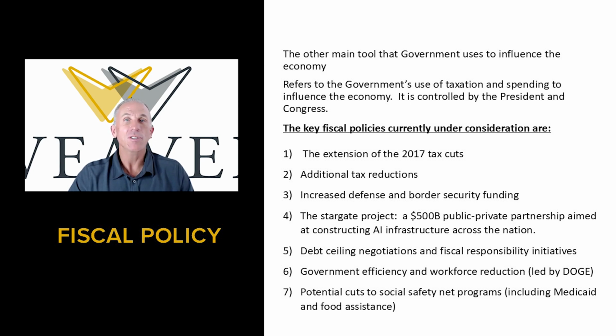The key fiscal policies currently under consideration are the extension of Trump's 2017 tax cuts, additional tax reductions, the increased defense and border security funding, the Stargate project, a $500 billion public-private partnership potentially aimed at constructing AI infrastructure across the nation, debt ceiling negotiations, and fiscal responsibility initiatives, government efficiency and workforce reduction led by DOGE, and lastly, potential cuts to social safety net programs, including Medicaid and food assistance.